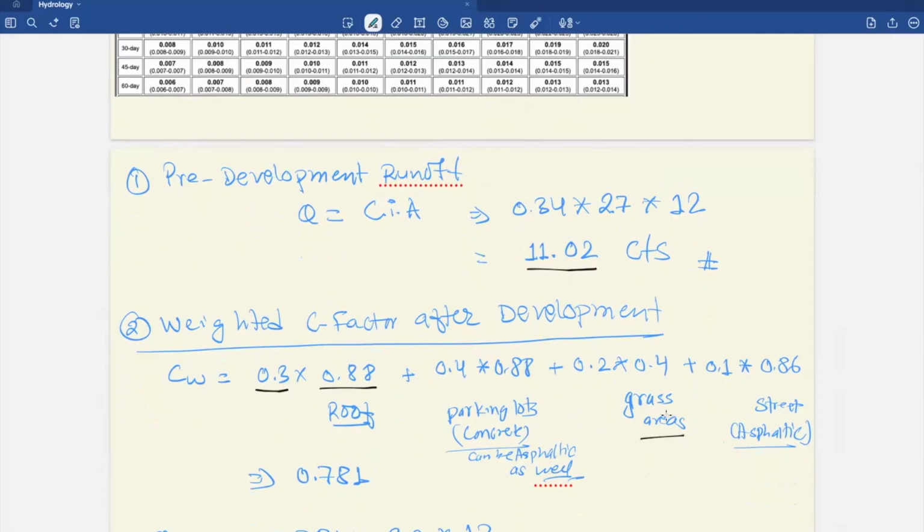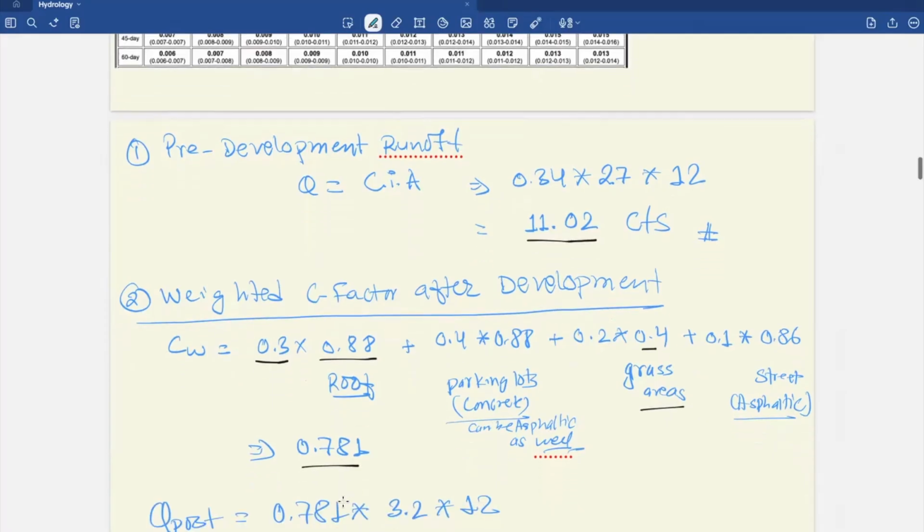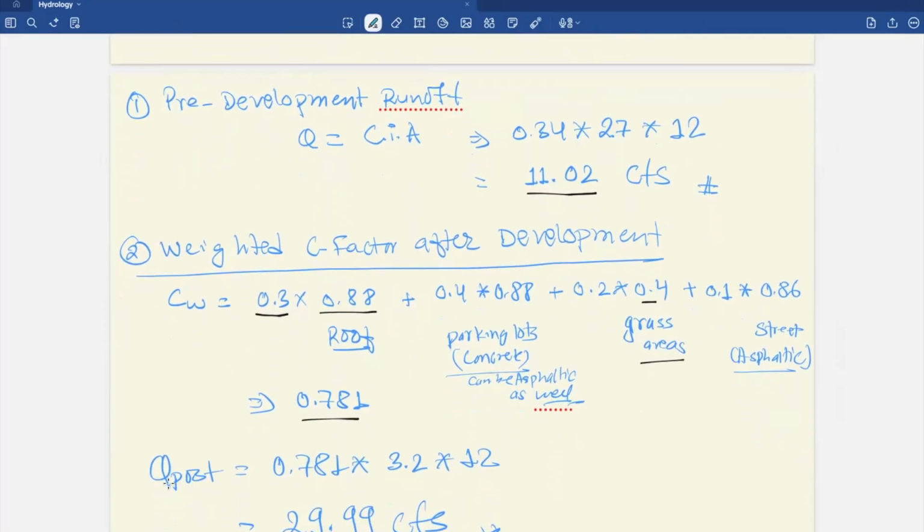And for the grass areas, we'll be using C as 0.4. And for the street, we'll be using asphaltic, so I choose 0.86 here. When we combine, we get 0.781. After that, Q post will be equal to 0.78 times 3.2 times 12. This is from I, this is the combined C we just got, and this is the area.